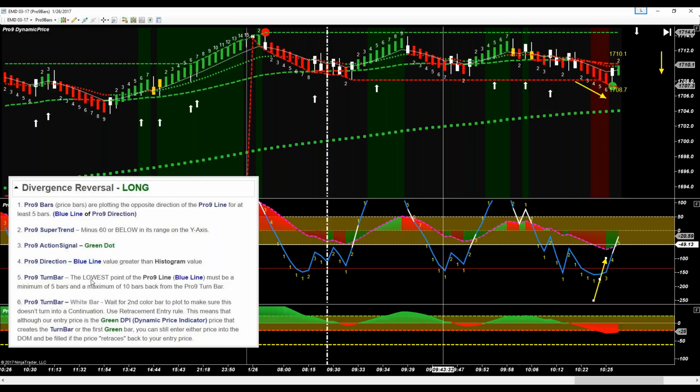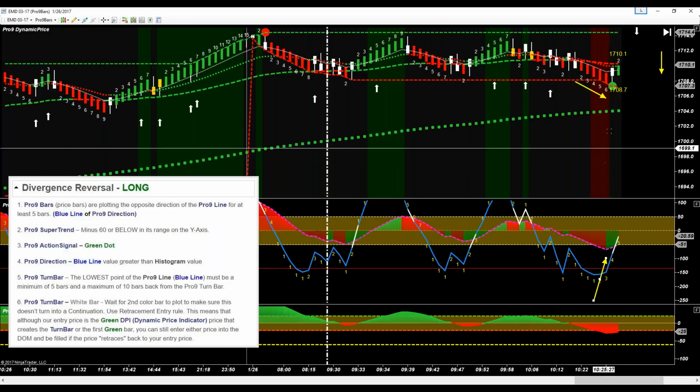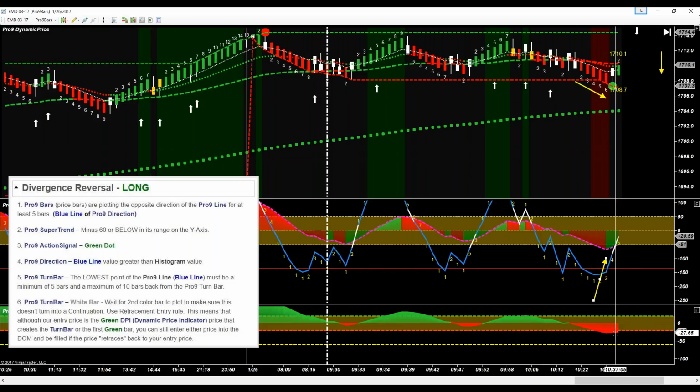So if we read rule 5, the lowest point of the Pro9 line must be a minimum of 5 bars and a maximum of 10 bars back from the turn bar. So these numbers are just letting us know that 5 bars ago from this point, the blue line started moving in the opposite direction of the trend. While this particular divergence isn't qualified because of our super trend, I did just want to point that out since we didn't have a good example of a qualified divergence reversal today.